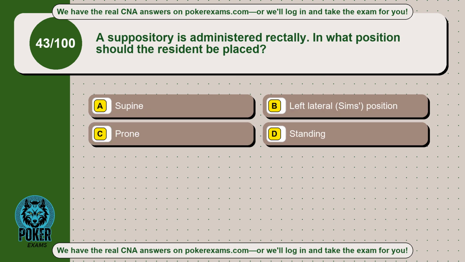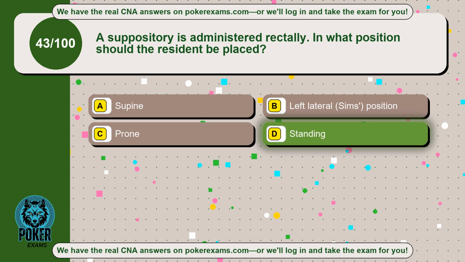Question 43. A suppository is administered rectally. In what position should the resident be placed? Option A, supine. Option B, left lateral, Sims, position. Option C, prone. Option D, standing. The correct answer is option D.